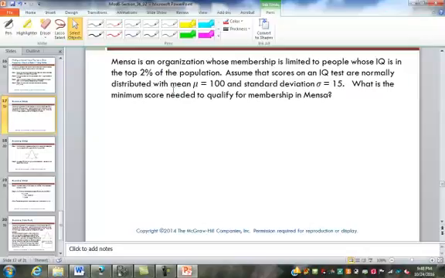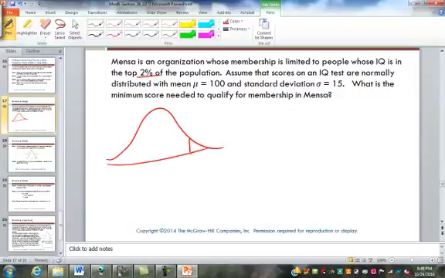So again, I'm going to skip over the table stuff here, and I'm just going to do the calculator commands on this. So the Mensa organization's members are limited to those whose IQ scores are in the top 2% of the nation. So in other words, this probability is 2%. So 0.02 would be 2%. IQ tests have a mean of 100 and a standard deviation of 15. What is the minimum score needed? So we need to find this value, x.